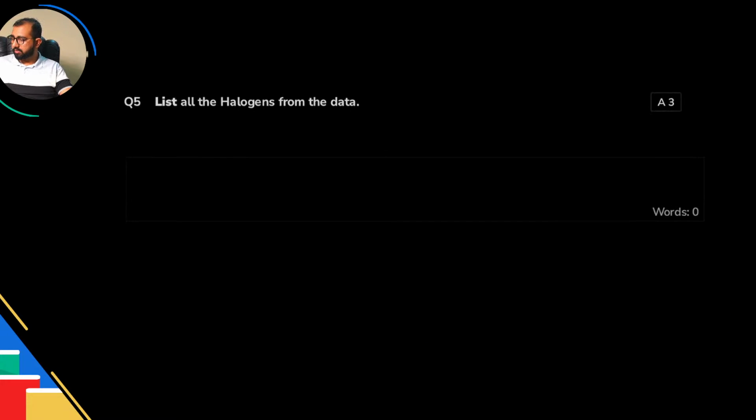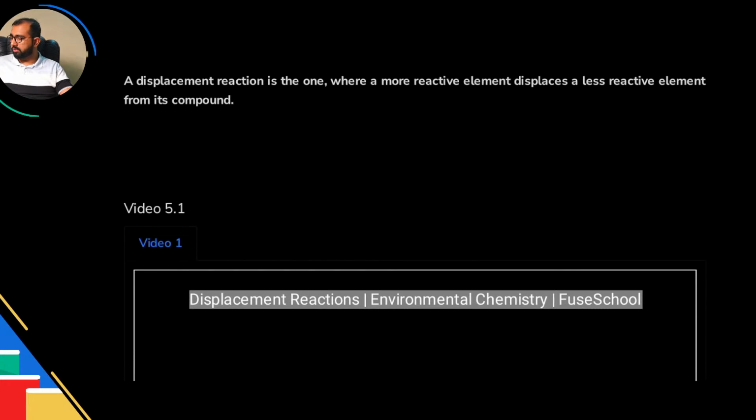So this is fluorine, chlorine, bromine. You don't need to put them in that order. It's up to you if you want to, but you won't lose marks if you're not. Okay. So that question is done.